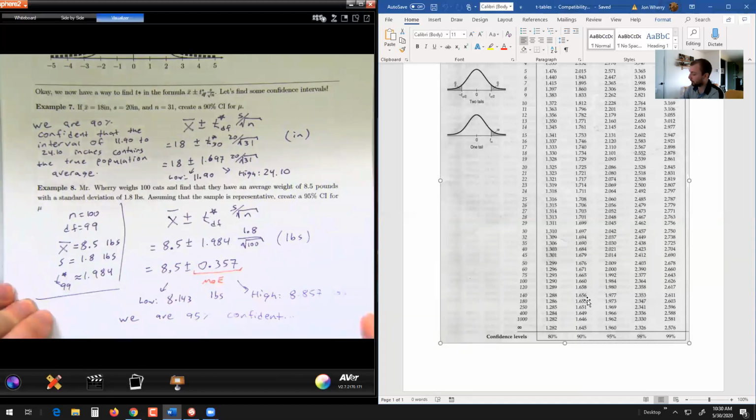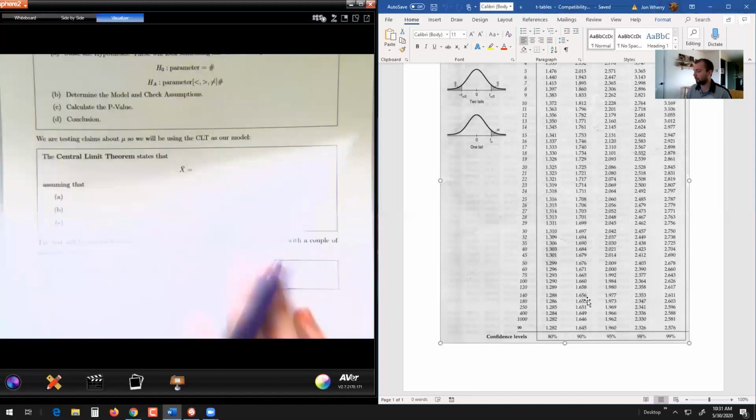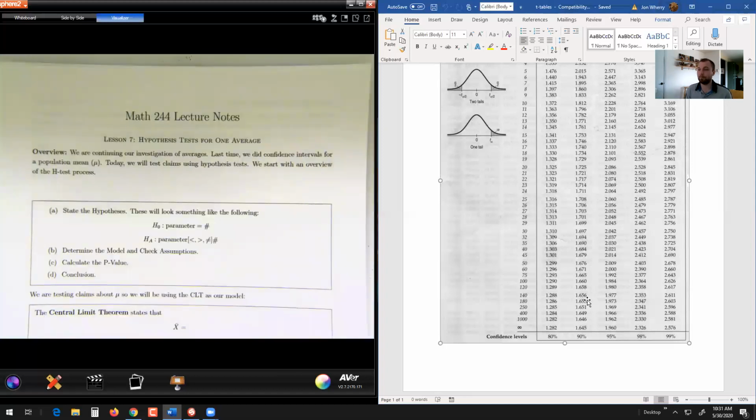So questions might be, well, how do I know if something is fair or not fair? If someone said the average weight of cats is actually 9 pounds, I can't believe you thought it was 8.857. I could be like, well, hold up, I should be able to test this, come up with a p-value, and say, I have statistical evidence that you're wrong when you say 9. So let's look at what that process might be for lesson 7, hypothesis test for averages.